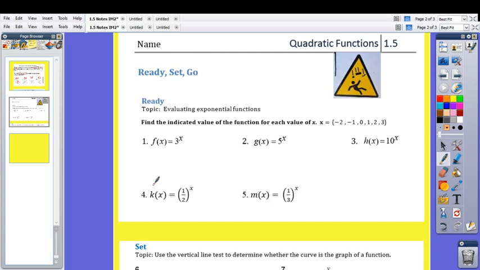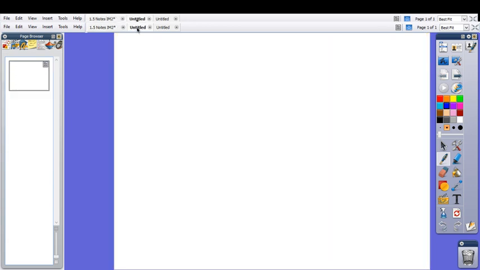Okay, let me show you two of the ready, set, go problems. Let me show you how you will be plugging in these values for x in this function, and I will also show you how to calculate the function values when you are plugging in x in those.